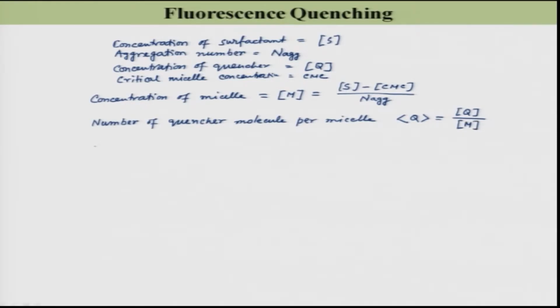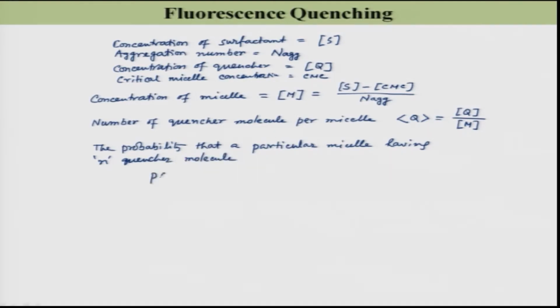So, I will simply write the concentration of Q divided by this M, right, and I know how to write this probability. So, let me write that the probability that a particular micelle has n quencher molecules, the same way as I have done earlier, using my Poisson distribution, I can write Pn equals average Q to the power n by factorial n, e to the power minus average Q, right.